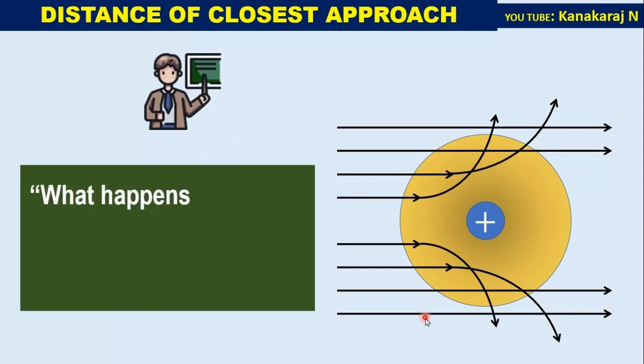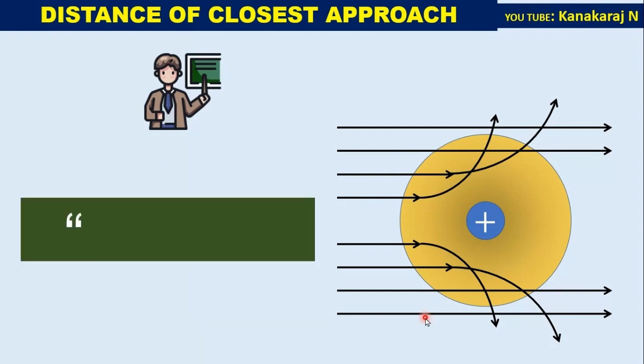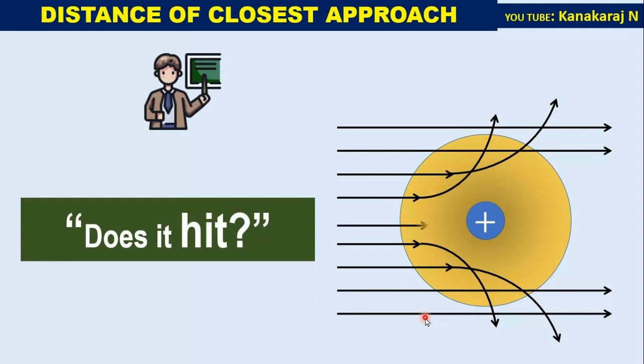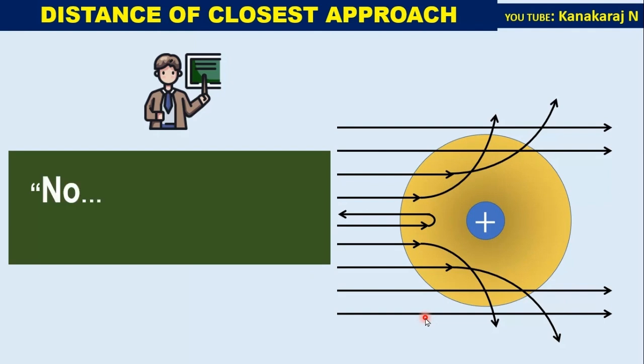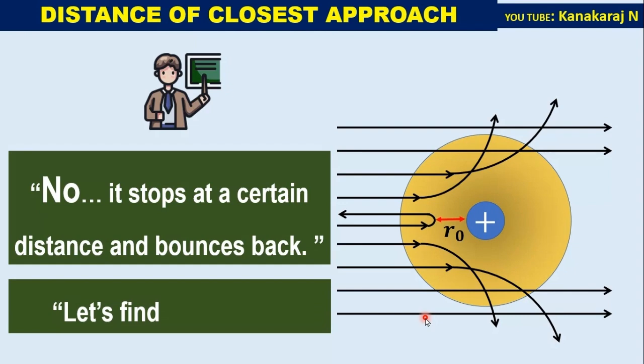What happens if an alpha particle heads straight for the nucleus? Does it hit? Look at the diagram. The alpha ray goes, it stops momentarily at a distance and returns. No, it stops at a certain distance and bounces back. The distance we call R0, the distance of closest approach. Let's find out why.